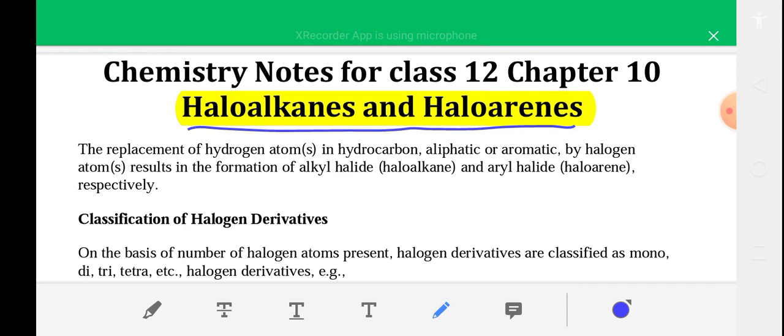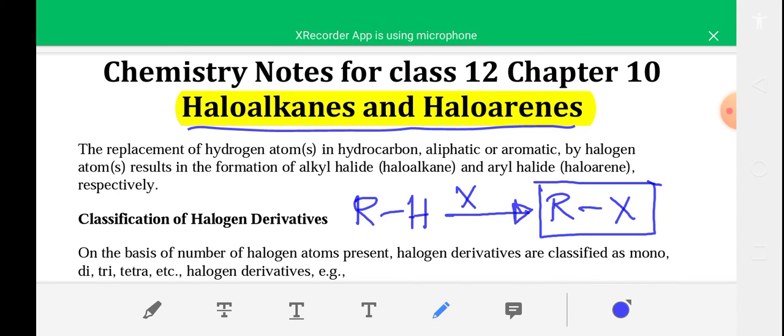Haloalkanes and haloarenes are formed by replacement of one or more hydrogen atoms from an aliphatic or aromatic hydrocarbon by halogen atoms. If you replace one hydrogen atom from an aliphatic or aromatic hydrocarbon, you will get haloalkanes or haloarenes. This is generally represented by RX, where R is an alkyl group and X is a halogen atom. X means fluorine, chlorine, bromine, iodine.